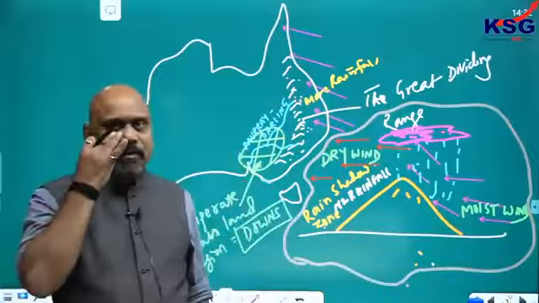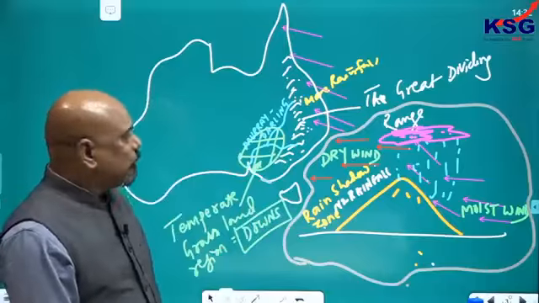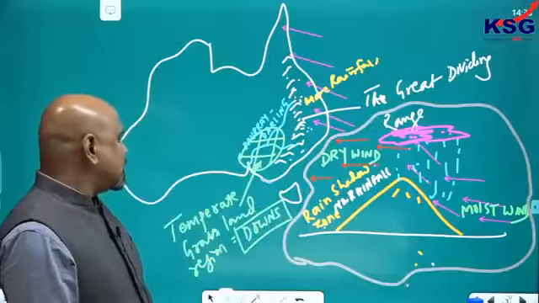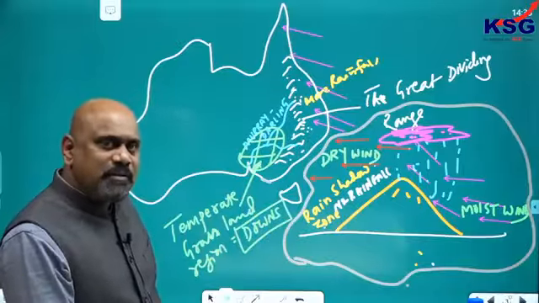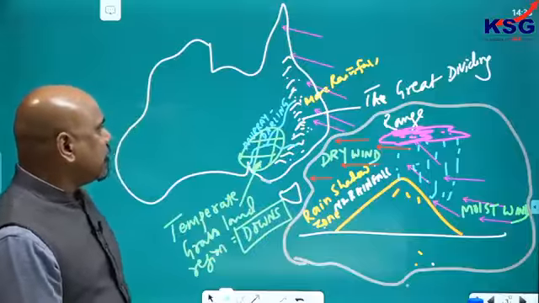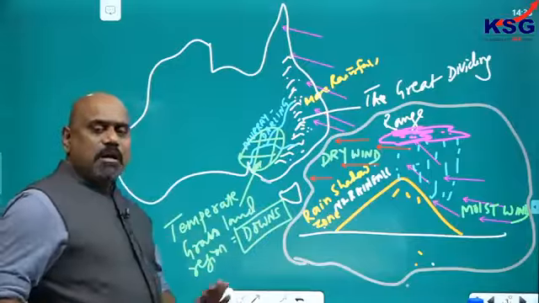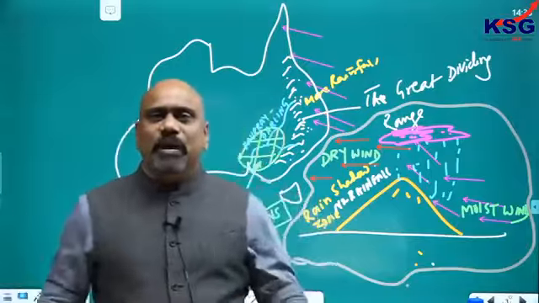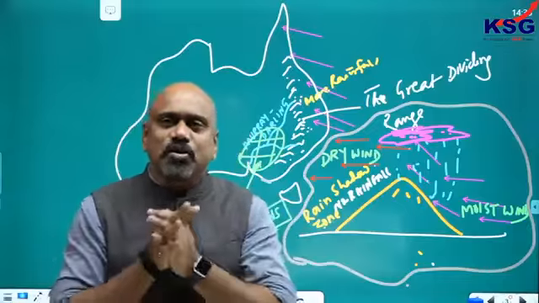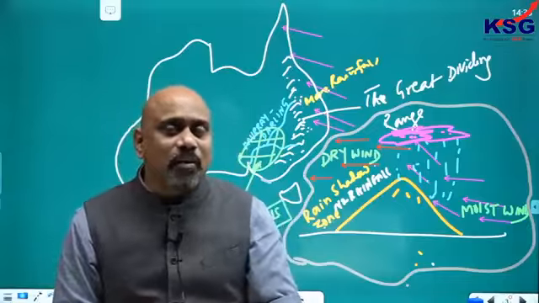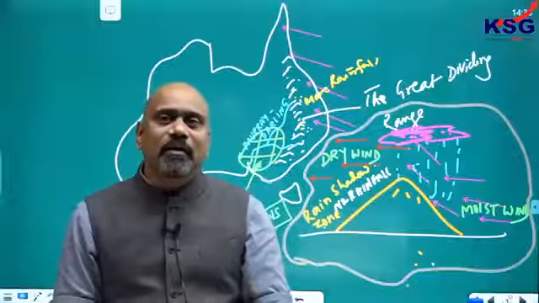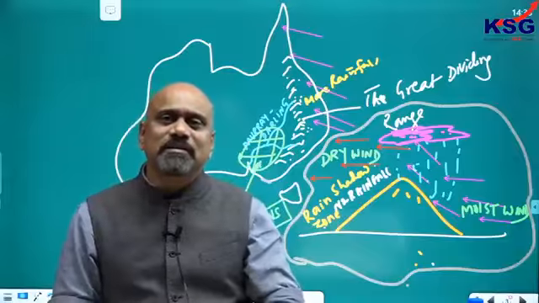The Murray-Darling river valley has downs temperate grassland, okay. And as you know, there are two types of grasses, tropical grass and temperate grass. Tropical grass, like in our India, you must have seen the grasses.